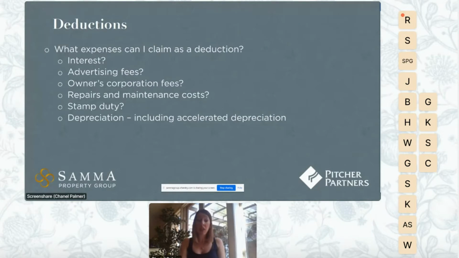So the other thing to note is that your initial repairs are viewed as capital. So this is when there's existing damage when you buy the property and you need to bring it up to the standard for your tenants. Those will also be capital as well, so they won't be repairs and maintenance costs.